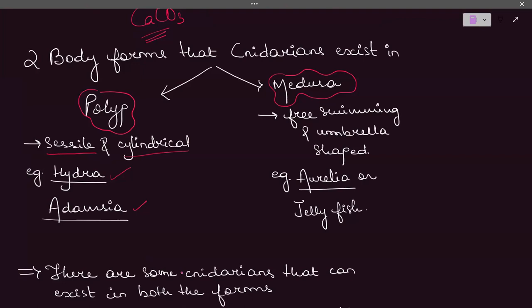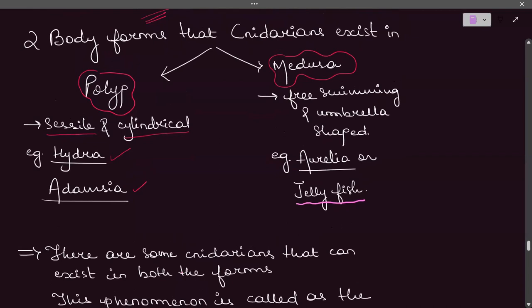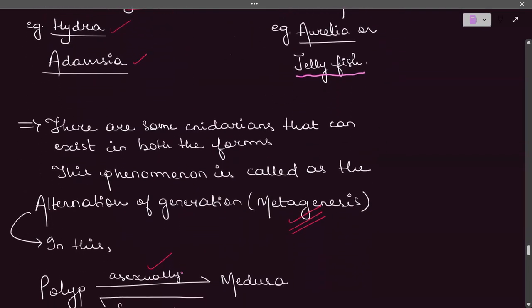Then in the case of medusa. Now medusae are the free swimming ones and umbrella shaped, the jellyfishes. Right? Everyone has seen jellyfishes? Aurelia. The scientific name of jellyfish is Aurelia. So it is medusa type. Now, there are some that can exist in both of these forms, in polyp and medusa form.